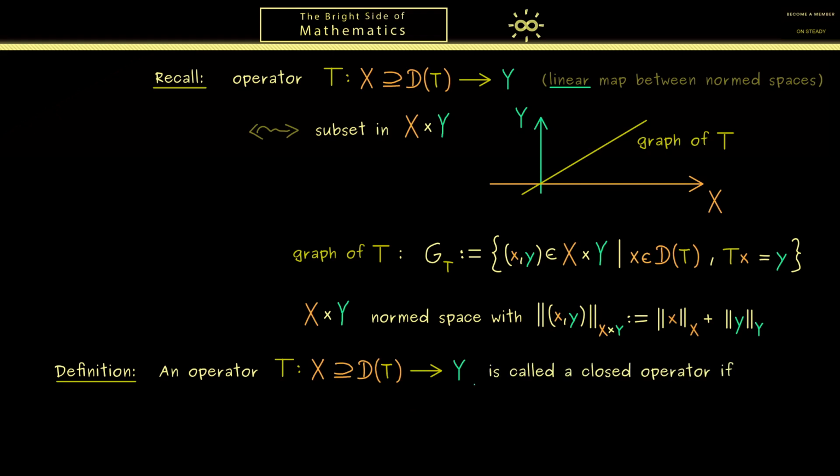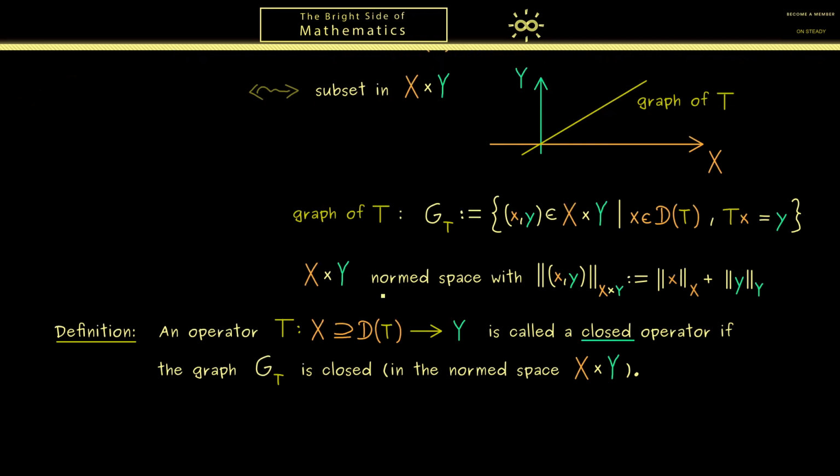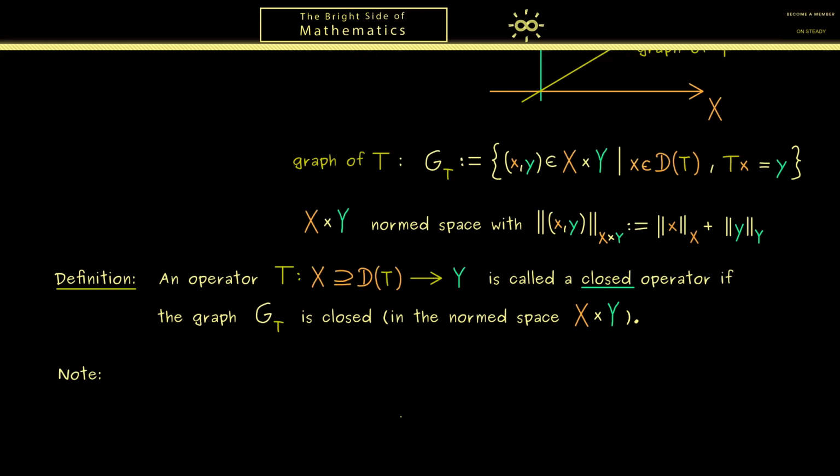So you see, we call T a closed operator if its graph is a closed set in the normed space X times Y. So not a complicated definition at all, we just have to know what closed sets in normed spaces are. And the good thing is, we can assume that we already know a lot. In particular, we know that we can also work with sequences to define closed sets.